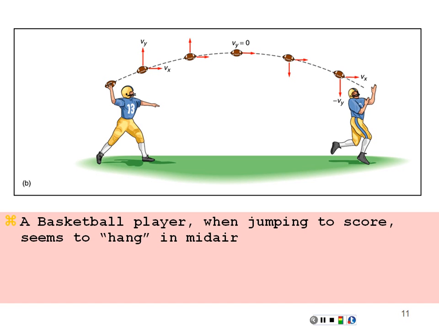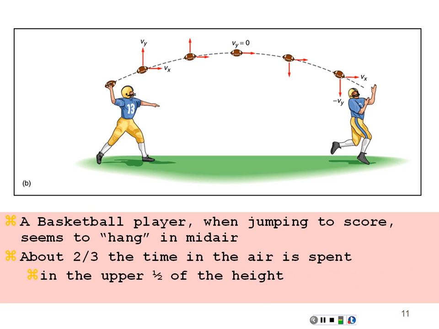This happens in sports. Anytime you jump, you're spending more of your time towards the top of your jump than you are at the bottom of your jump. A basketball player attempting to score seems to hang in midair because they're spending a lot of time near the top of their jump when they're making the shot. Two-thirds of the time in the air is spent in the upper half of the height, where the vertical velocity is smallest.